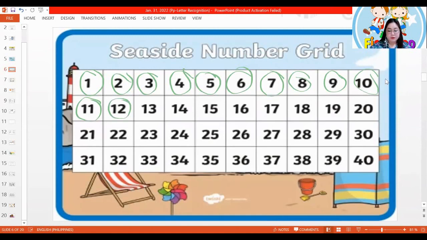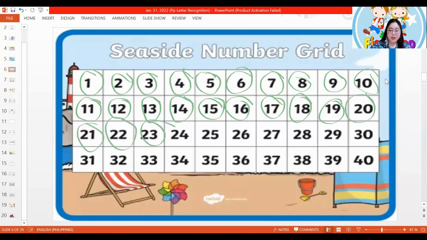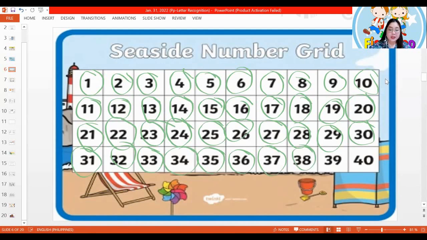11, 12, 13, 14, 15, 16, 17, 18, 19, 20, 21, 22, 23, 24, 25, 26, 27, 28, 29, 30, 31, 32, 33, 34, 35, 36, 37, 38, 39, and 40.